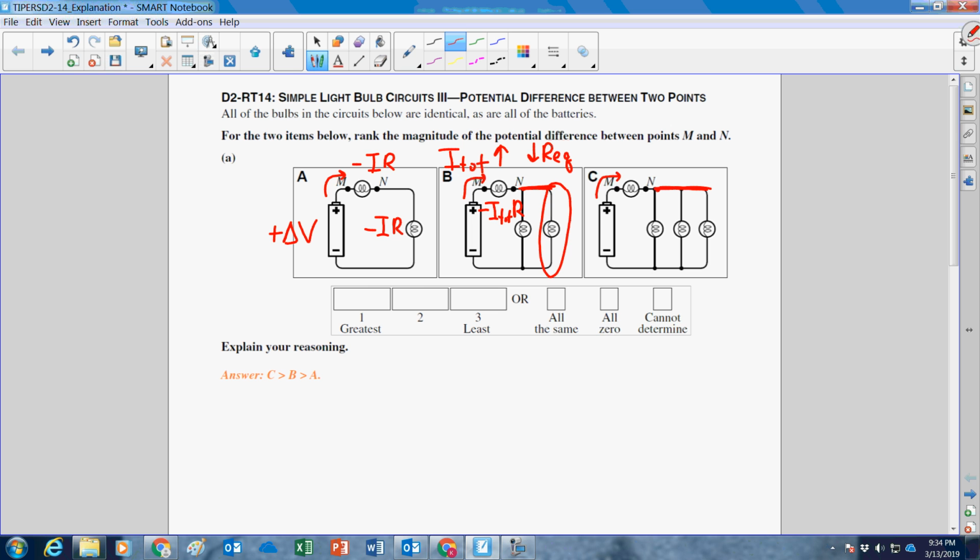So that alone can help us explain why the ordering is greatest voltage drop across this light bulb in C, then B, then A. Okay, I sometimes like to plug in numbers to check that. So you could stop there and make this argument and explain your reasoning like that. I am going to just do the math for the first 2 cases and give some numbers to these variables, but you wouldn't have to.